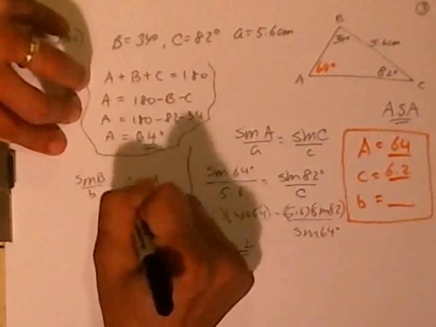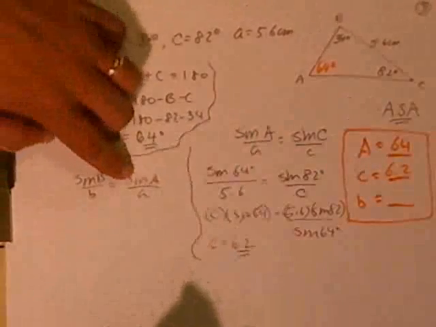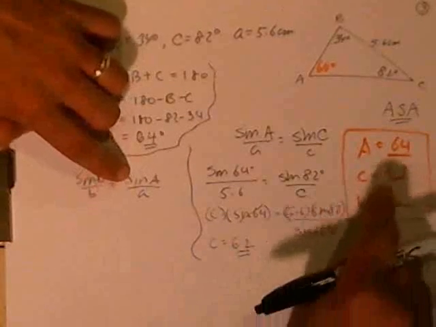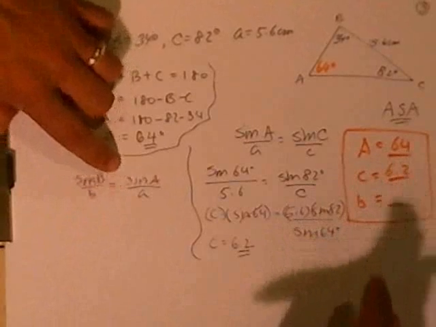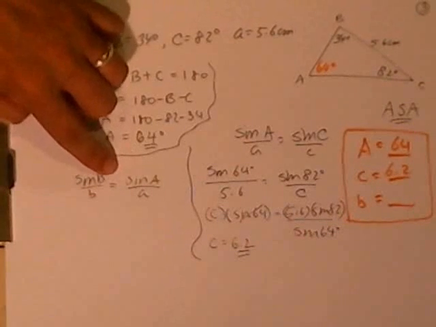The sine of A over little a. You could have used sine of big B over little b, or sine of C over little c, but since it was found, I like to use the A if possible. Most teachers will recommend it as well.